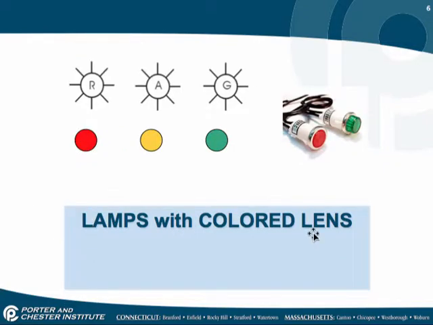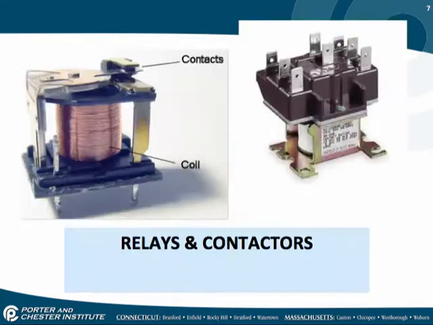Okay, some of these come with, sometimes we have indicator lights. Okay, you'll see an indicator light symbol with the color of the bulb inside the circle. So you have a light bulb with an R, an A, and a G. All it is, it could be an LED light, could be any type of light, but it serves as an indicator. Then we have relays and contacts.